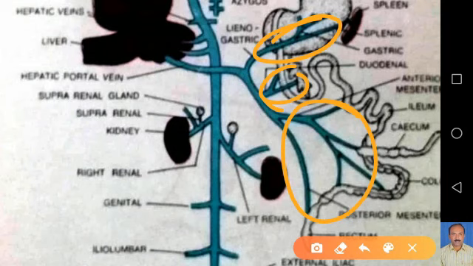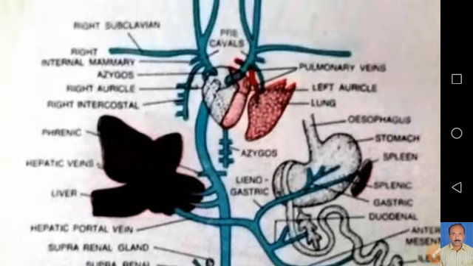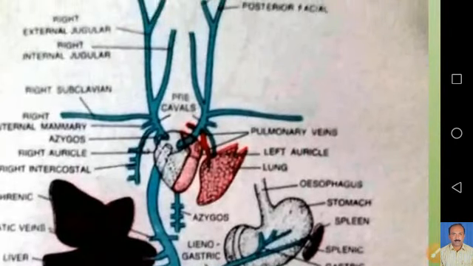Which enters the liver and breaks down into capillaries. The blood of liver is collected by hepatic veins which join the postcaval. We have already discussed it. Like this, the blood from all parts of the body is collected by four types of main venous systems. One is pulmonary venous system, coronary venous system, caval venous system, and hepatic portal system in the mammals in general and rabbit in particular. Thank you.